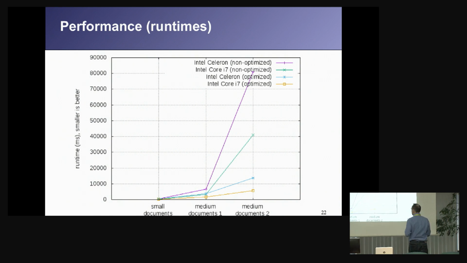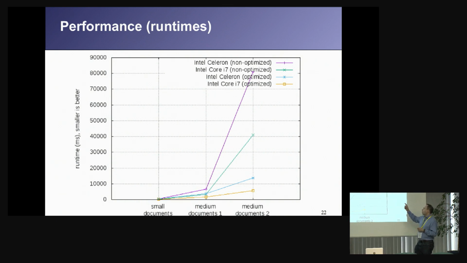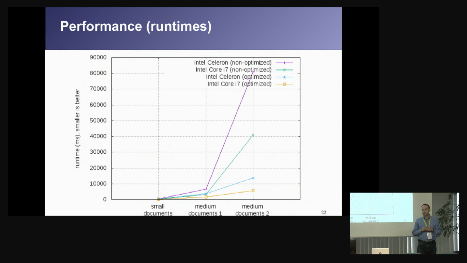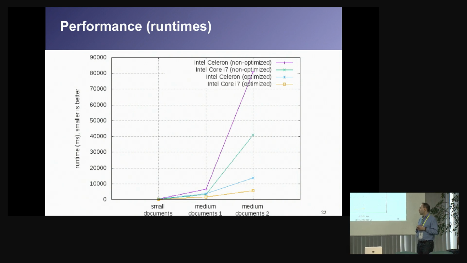On this graphic, on the horizontal axis, you see the 3 pairs of documents, small, medium 1, and medium 2. On the vertical axis, you see the runtime in milliseconds of Tagdiff. The upper of the 4 curves is for the unoptimized version of the algorithm on a slow computer. When I say unoptimized, this is without the splitting that is done for the Myers-86 algorithm that I talked about at the beginning of the description of the algorithm.